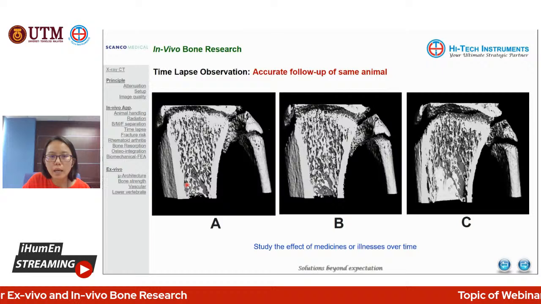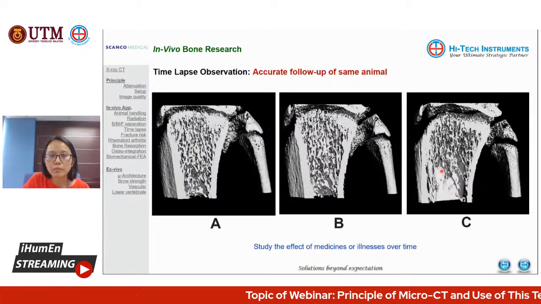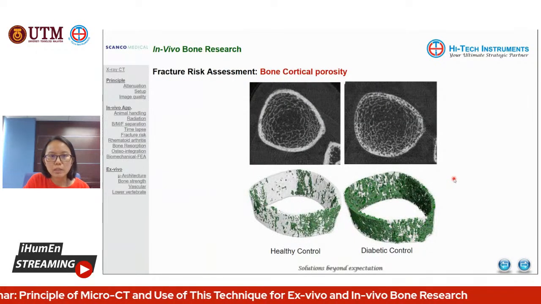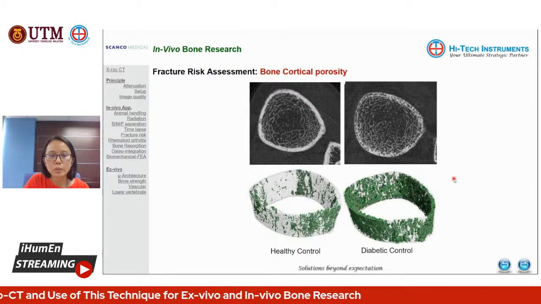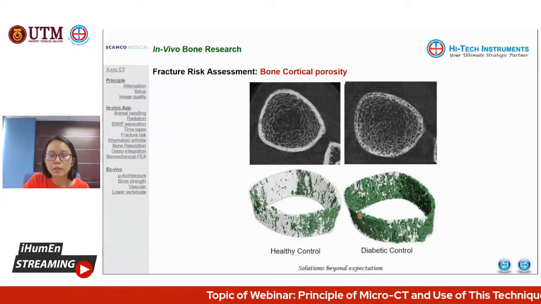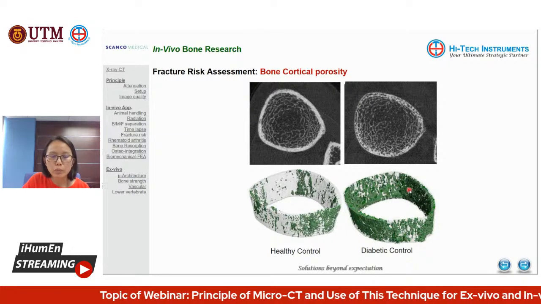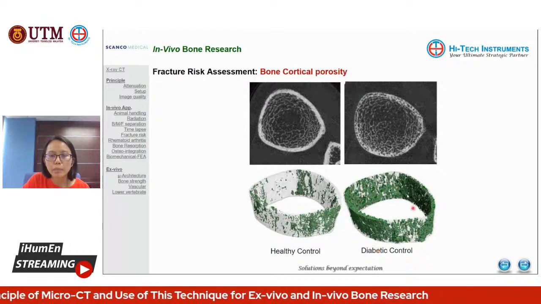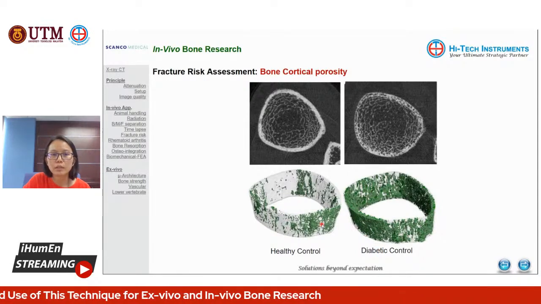So from here, you can see A, B, C. You can see that in C, the trabecular is reducing, the amount of the trabecular. And by using in vivo MicroCT, we can also study the cortical porosities. As you can see here, the healthy control and the diabetic control. So the green color here is labeling the porosity, the pores within the cortical layer itself. So you can see the diabetic has higher porosities compared to the healthy control.